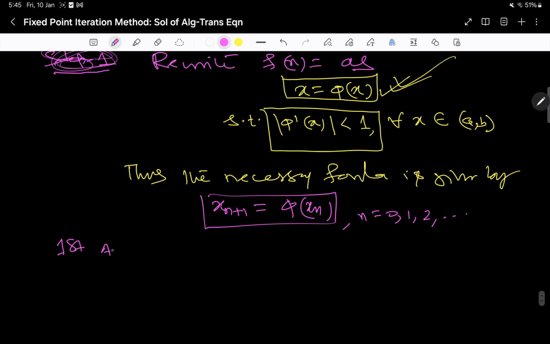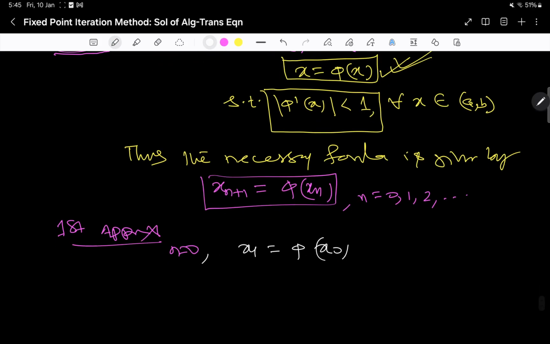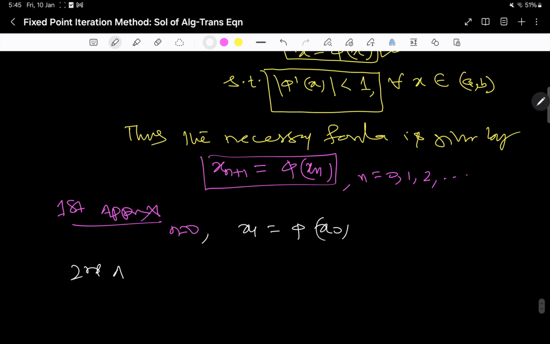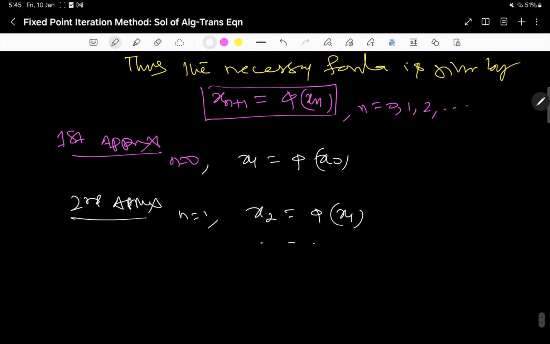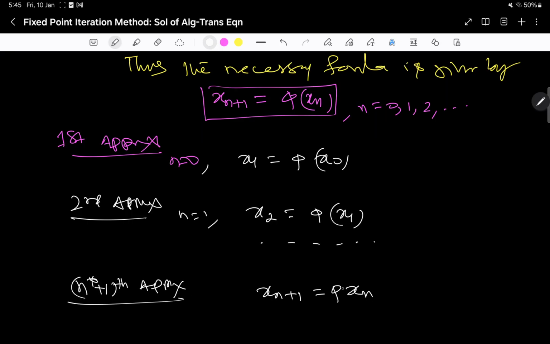Putting n = 0, your first approximation will be x1 = phi(x0). Then for the second approximation, for n = 1, x2 = phi(x1). We go on continuing, and the (n+1)th approximation, or the general approximation, will be xn+1 = phi(xn).